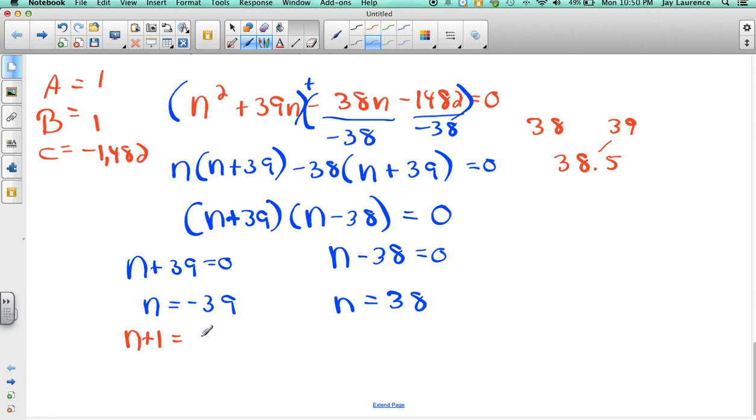Well, that would be negative 38. N plus 1 over here would be 39. You see, there's two sets of answers. You could get negative 39, negative 38, multiply those two. They're both consecutive integers, and you will get the 1,482. Or if you multiply the positive 38 by the positive 39, you'll get 1,482.